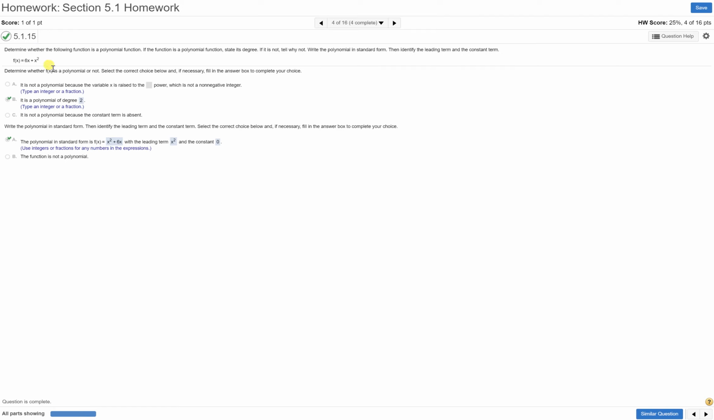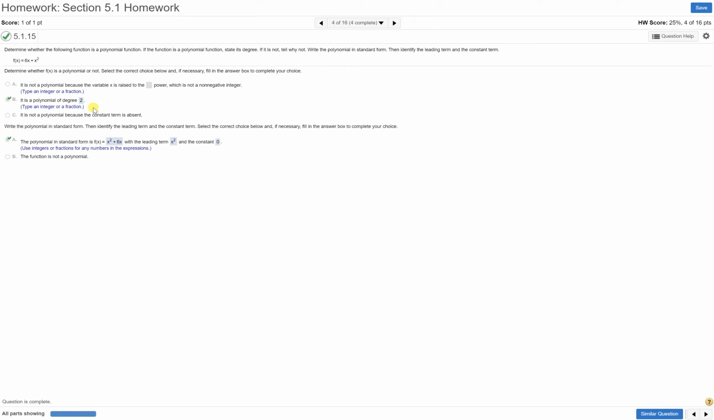For this question, it's asking us to determine whether or not this is a polynomial. You can see that the powers are all positive whole numbers, so that makes this a clear winner. It's going to be a polynomial. The degree of the polynomial is based on the biggest power. The biggest power for this problem is 2, so it's a polynomial with a degree of 2.